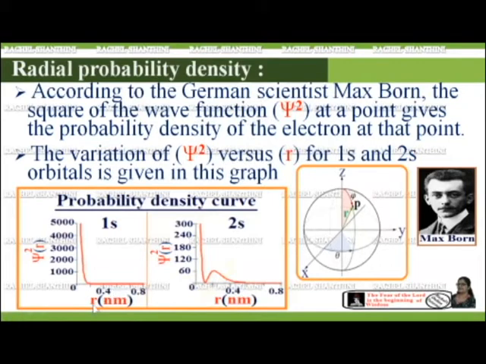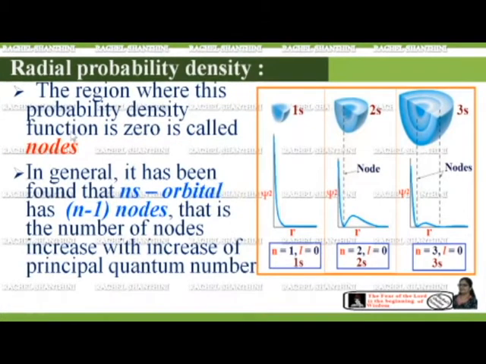X-axis shows us r, that is the distance from the nucleus, and y-axis shows us the probability density of an electron. Here in 1s orbital, the probability density is maximum at the nucleus and it decreases sharply as we move away from the nucleus. In 2s orbital, the probability density sharply decreases to 0, then starts increasing, reaches a maximum, and again approaches 0 as the value of r increases further. So the region where this probability density function is 0 is called nodes.